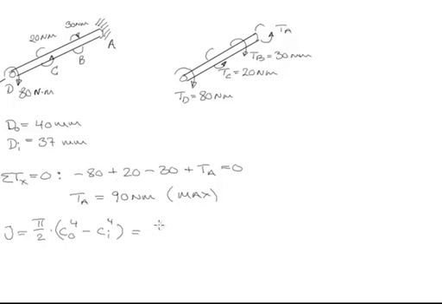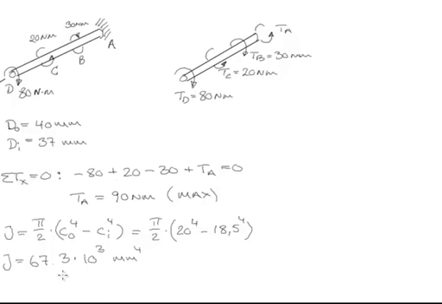So that's actually equal to pi divided by 2 times the outer radius is then obviously 20 to the power of 4, and the inner is then 37 divided by 2, so that's 15 plus 3.5, so that's 18.5 to the power 4. That gives us the polar moment of inertia, which is then equal to 67.3 times 10 to the power of 3 millimeters to the power of 4.